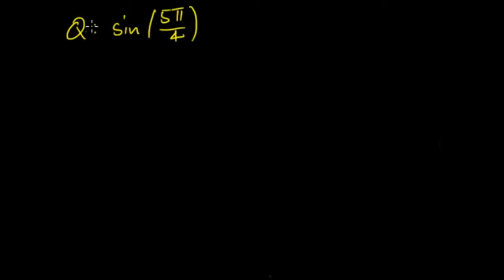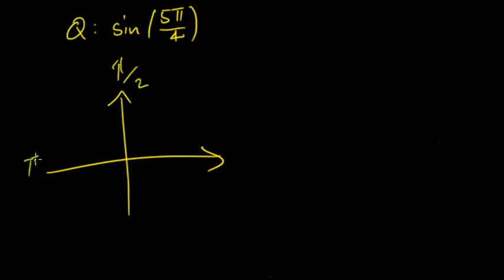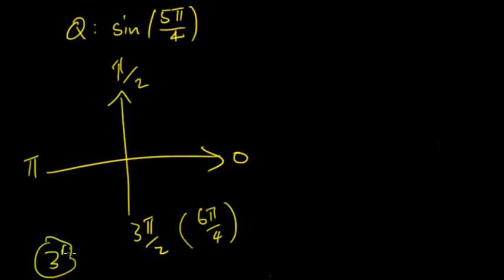Yeah, so next example. This one's in radians. So sine 5 pi on 4. The same thing is, draw it in, and work out what quadrant it is. Well, this is pi on 2, this is pi, this is 3 pi on 2, and this is 0. So it's going to be in the third quadrant, because 5 pi on 4 is greater than pi, but less than 3 pi on 2, which, with regards to 4, is equal to 6 pi on 4. So it's going to be in the third quadrant.